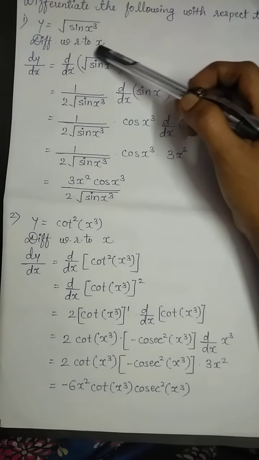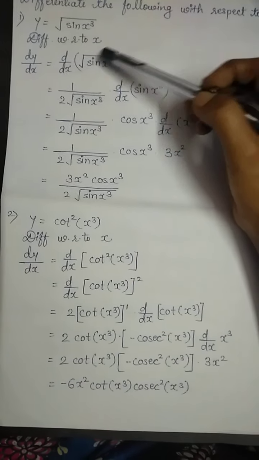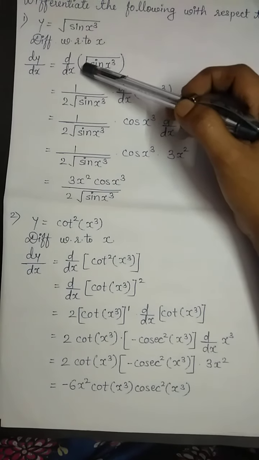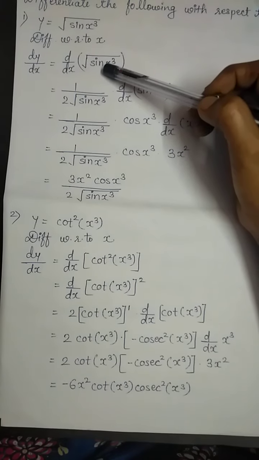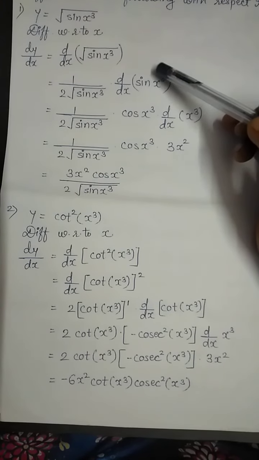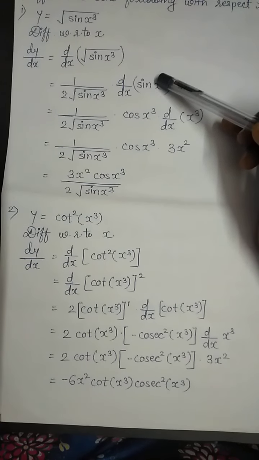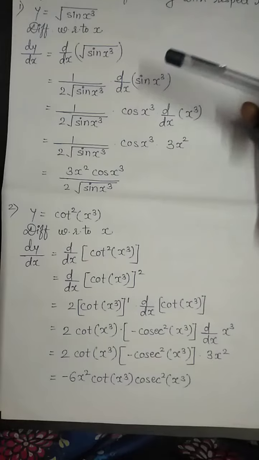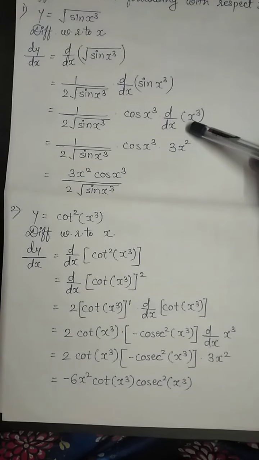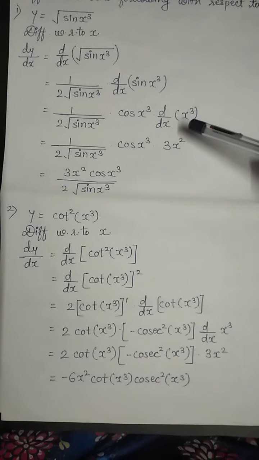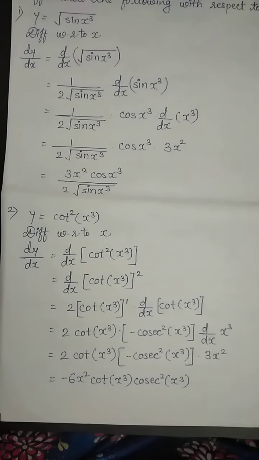See, once again I am repeating. First we will find the derivative of root, considering sine x cube as x, so we will read this as root of x. In the next step we will consider this x cube as x, so we will read this function as sine x. And in the next step we will take the derivative of x cube. Means 3 times we will find the derivative of each and every term.